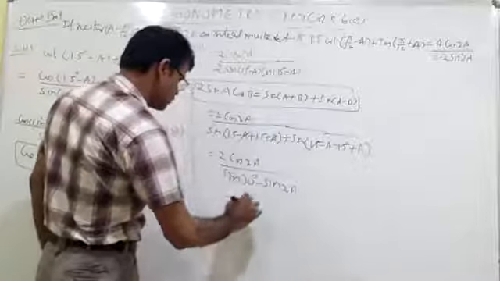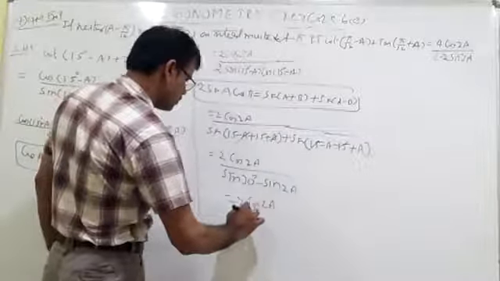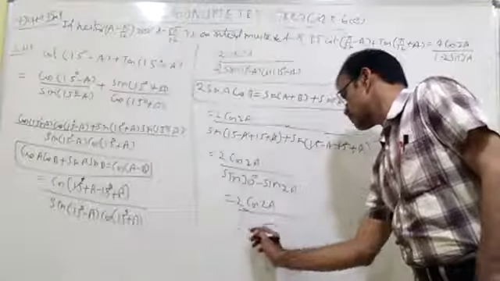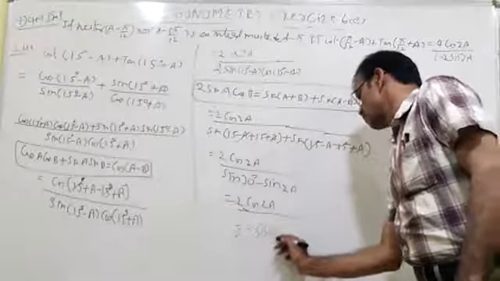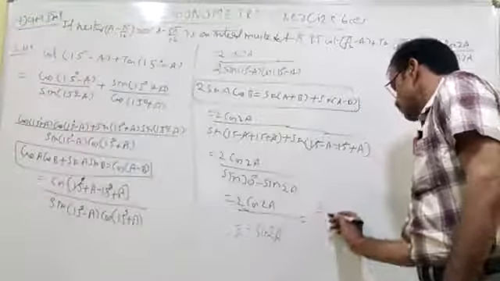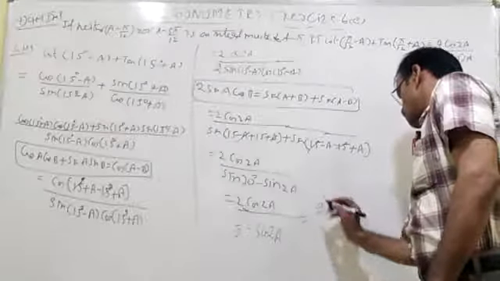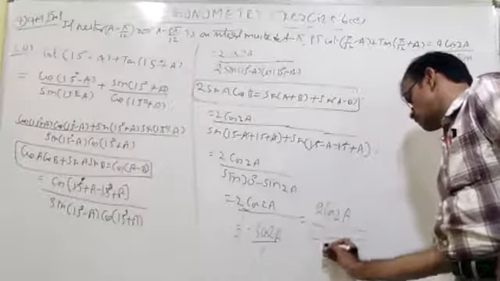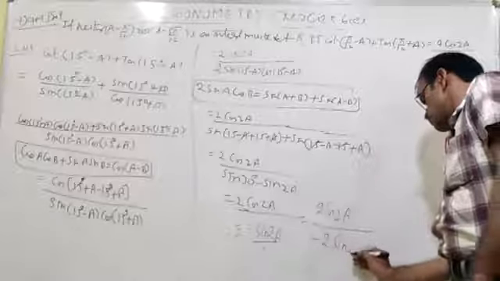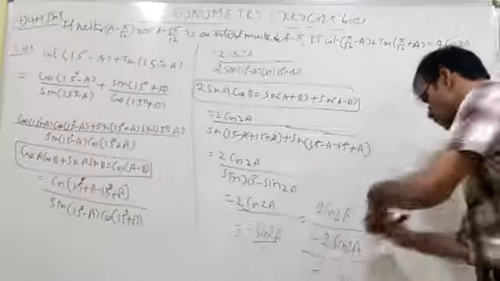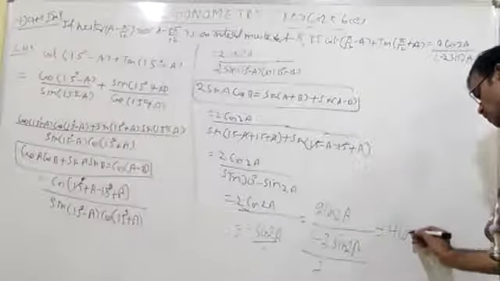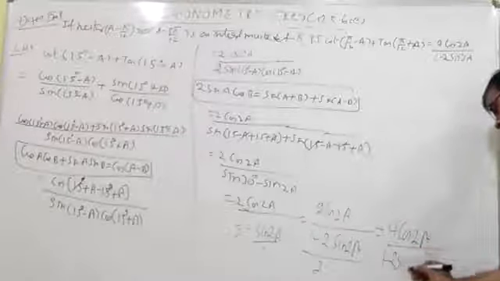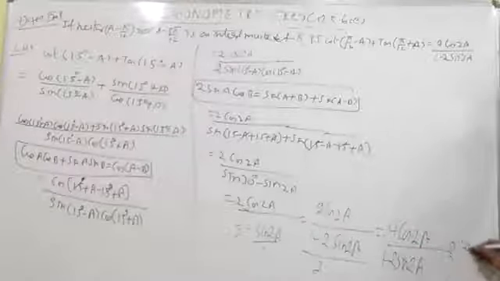That is equal to 2 cos 2a by sin 30, whose value we know is 1 by 2, so 1 by 2 minus sin 2a. Now take an LCM: 2 cos 2a by (1 minus 2 sin 2a) by 2. This 2 will go to the numerator. 2 twos are 4 cos 2a by 1 minus 2 sin 2a. This is the RHS of the given sum.